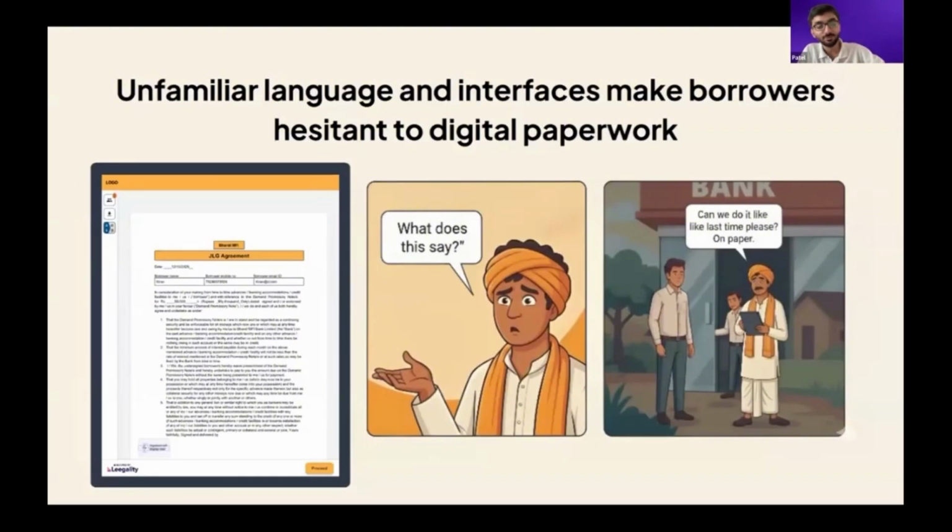But then you realize the flow is in English. Most e-sign flows are in English, right? And the customer feels alienated. And in many cases, even the field staff feel alienated by this flow. It seems unfamiliar to them. It's in a language they don't understand. And they switch to paper, right? This is a real issue.